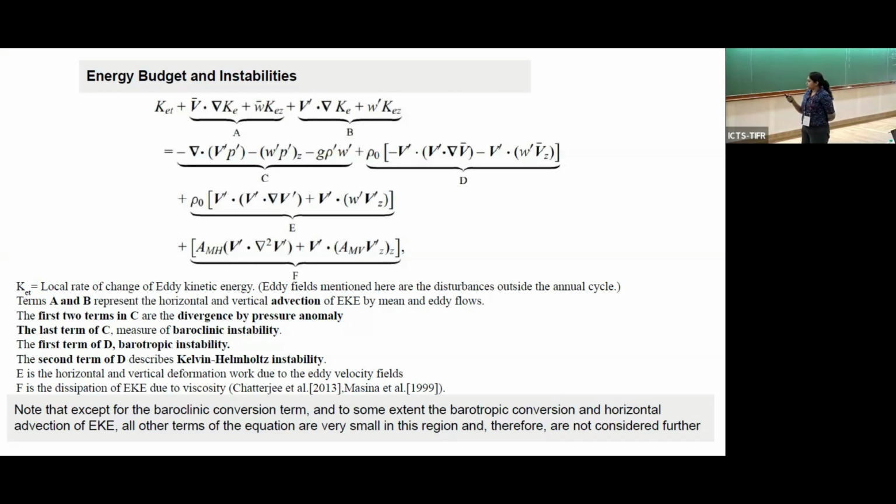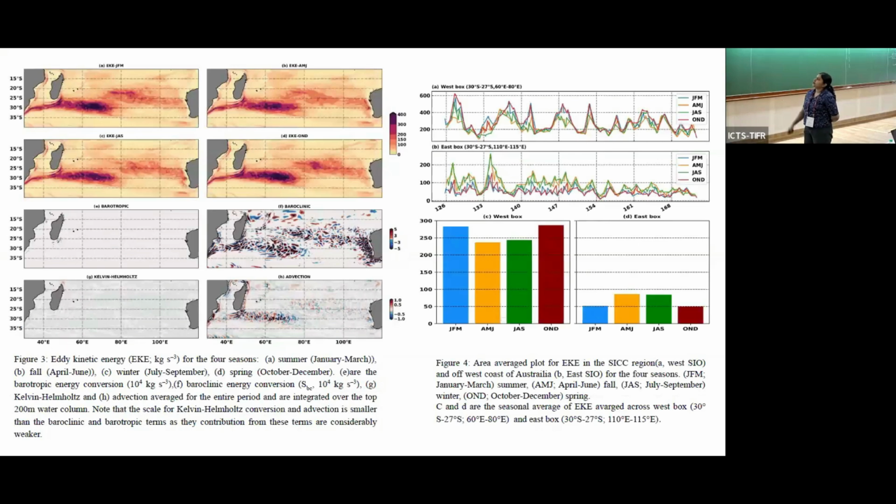And now, okay. This figure shows the seasonally averaged eddy kinetic energy. This one is for austral summer, fall, winter, and spring. And we can say that the distribution of eddy kinetic energy shows some spatial and temporal differences. Moreover, this region of strong eddy kinetic energy collocates well with the region of strong internal variability.